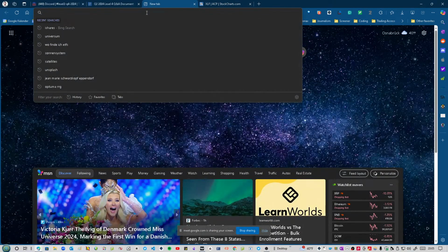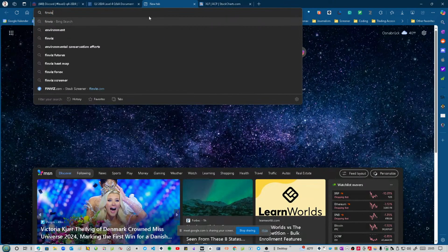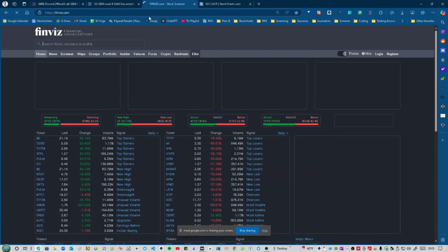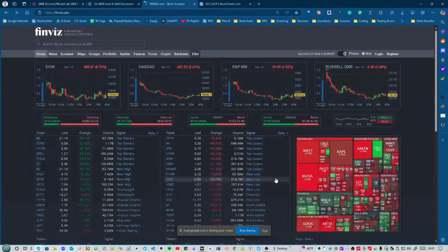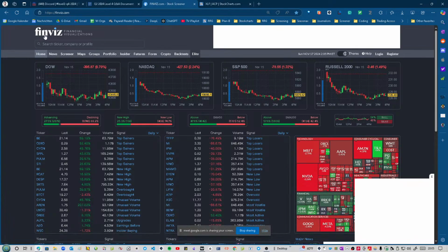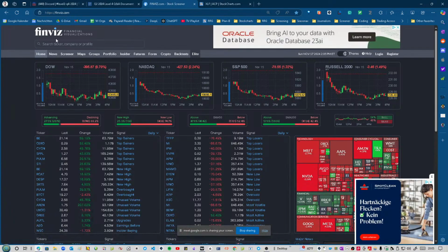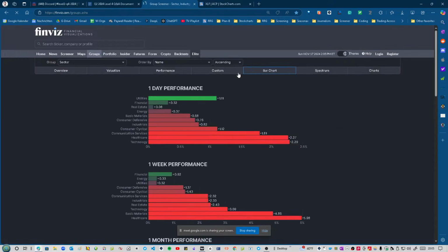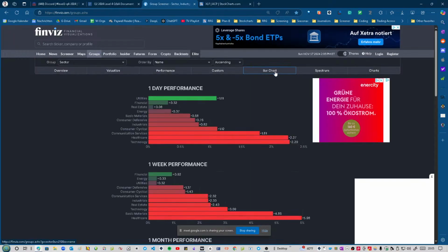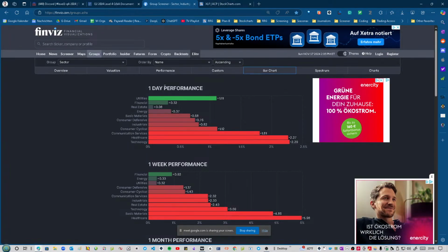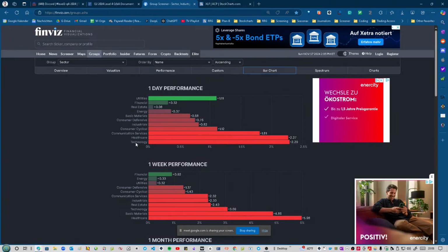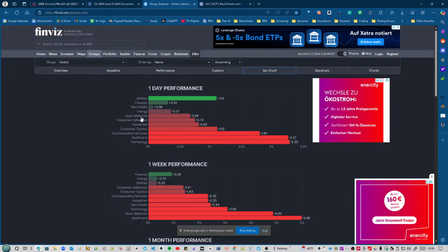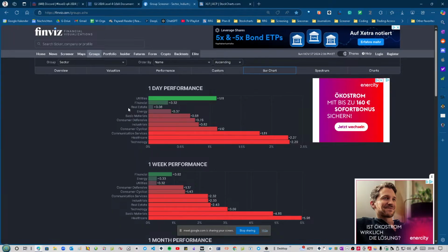Another way to look at this, what I like and do sometimes also in addition to stock charts, is Finviz. You can go on Finviz free and go into groups, and here you can see it's directly here on bar charts. Then you see here the 1 day performance of the sectors. Also, this is filtered here with only the sectors.